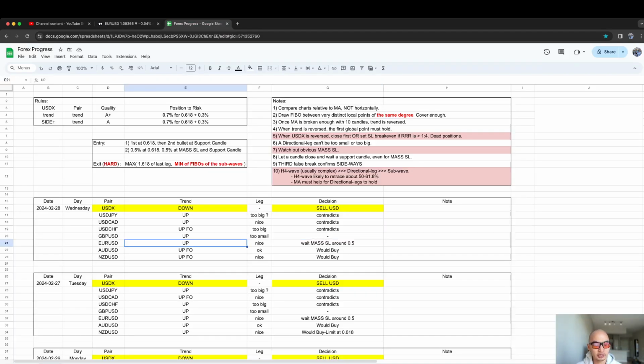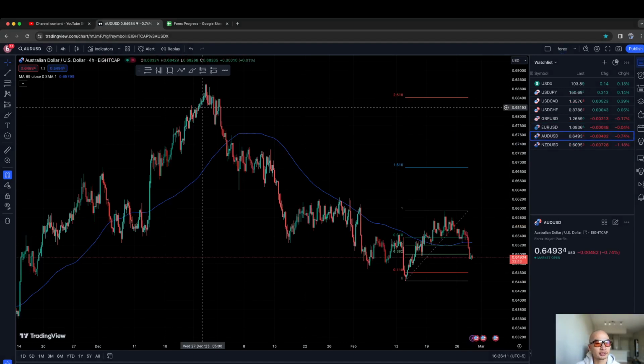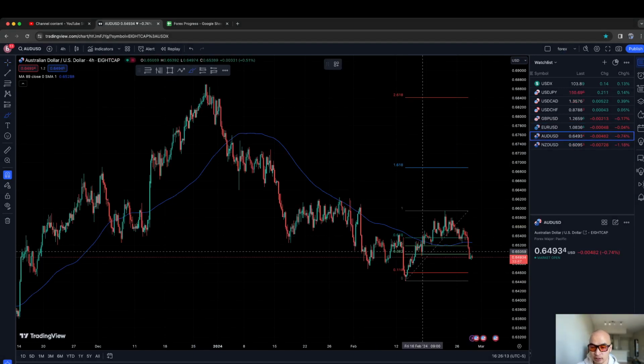Trend is up, leg size is nice, and I'm waiting for the market to retrace once again around the 0.5 so that I will buy Euro. If you guys are not in United States, you have no problem using MetaTrader 4 and 5, so you guys can continue to trade. Okay, now next pair, Aussie.